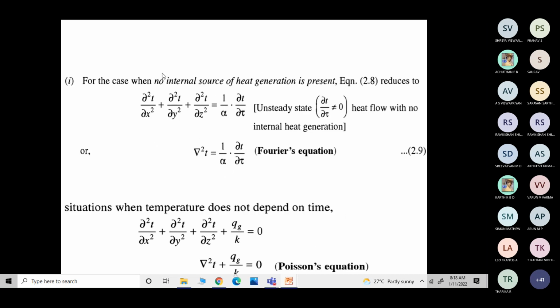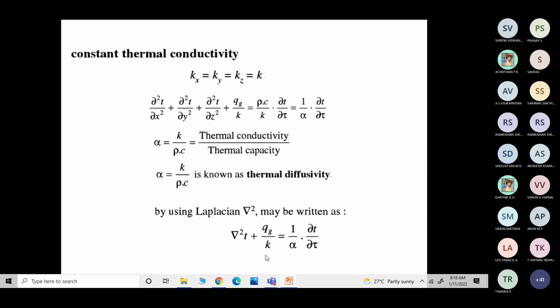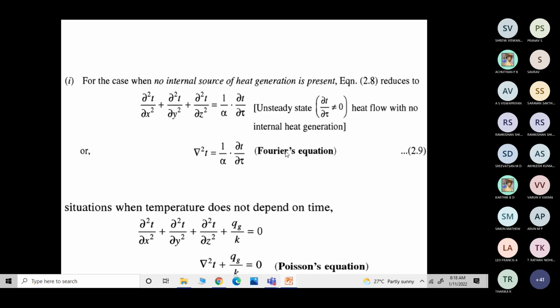And if there is no internal heat generation, the term qg by k becomes 0. Then the equation becomes the Fourier equation. Similarly, when it is steady state, the equation becomes the Poisson equation: del square T plus qg by k equal to 0. So if there is no internal heat generation, del square T equals 1 by alpha ∂T/∂t, and the equation becomes the Fourier equation. If it is steady state, the right hand side becomes 0, then del square T plus qg by k equals 0, and the equation becomes the Poisson equation.